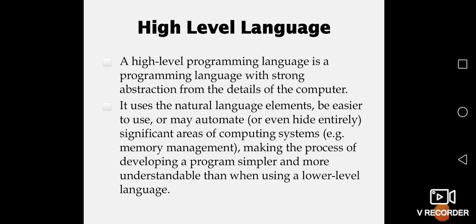Then we are moving forward to high level language. Actually, it is a strong abstraction of all the details in a computer. It uses natural language elements, but it is easier to use. It is very simple and easier for humans to read the computer instructions, and it is like an intermediary. We are not giving instructions as such, but we can give them in a format that the computer can understand. The computer will also respond to you in such a way that you can understand.